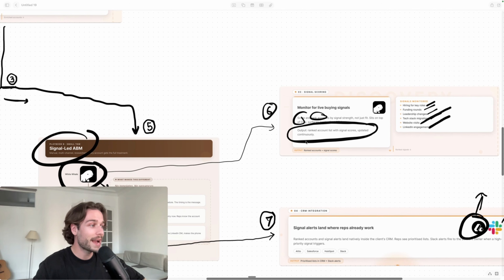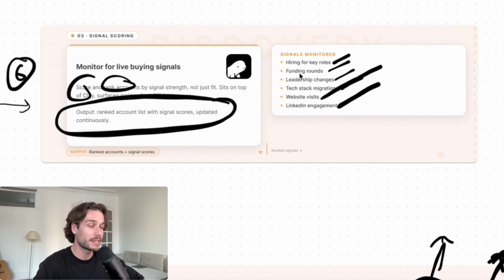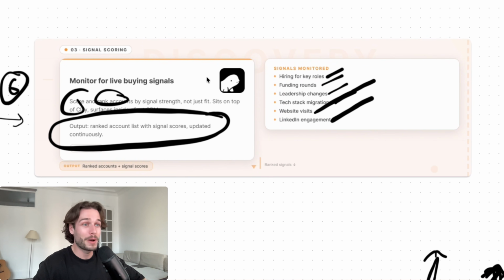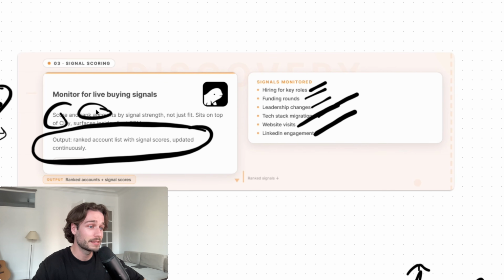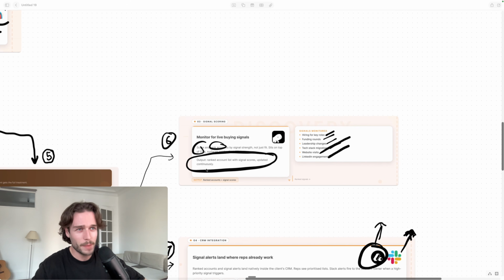Okay, be tracking signals, things like hiring for key roles, funding rounds, leadership changes, tech stack migration, website visits, LinkedIn engagement. But the beautiful thing with White Whale is we can do completely custom signals as well. So we can write in natural language the exact signals that we should be going after, monitoring for these live buying signals. The goal here is to have a ranked account list with signal scores updated continuously. So your reps log into HubSpot every single morning. They're not wasting the time logging into 15 different apps.